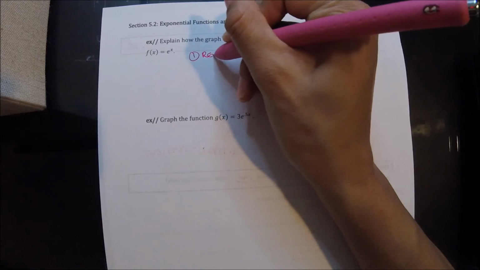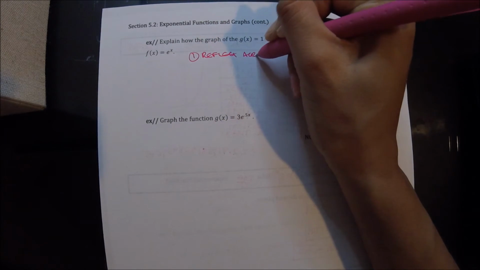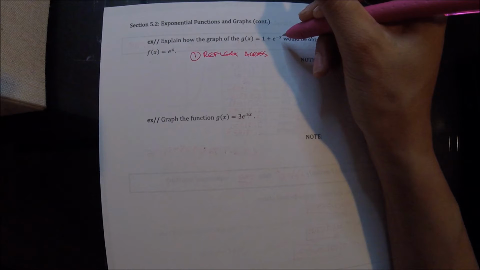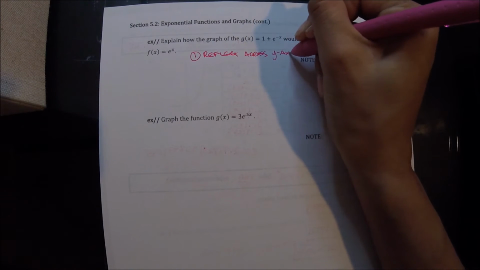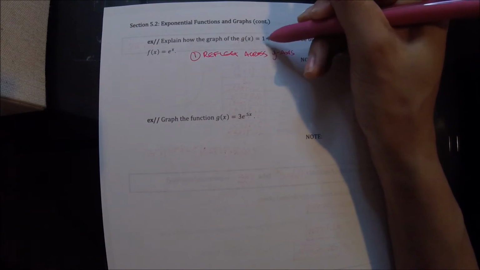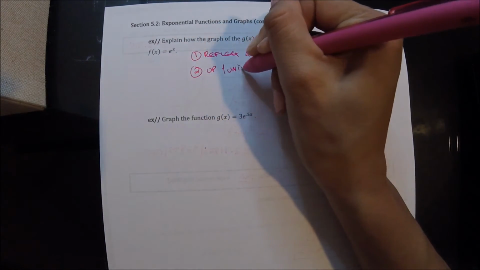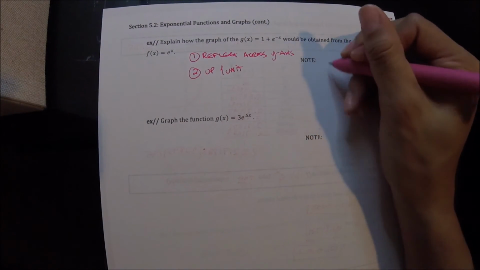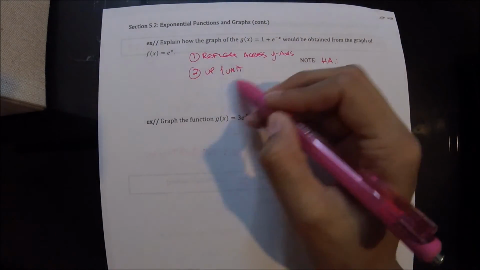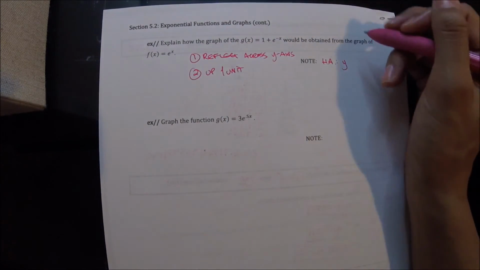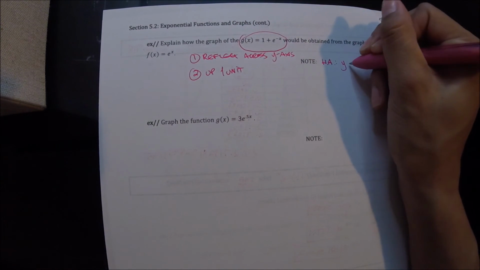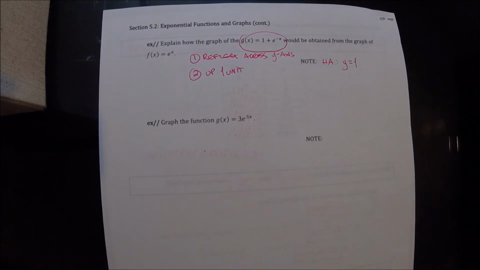Well, this minus here tells us that we need to reflect across the y-axis, and then this 1 is being added on to this function, so that tells us to go up 1 unit. So if we talk about the horizontal asymptote, if everything's moving up 1 unit, so is the horizontal asymptote. So for this function it would be y equals 1 instead of y equals 0. Okay.